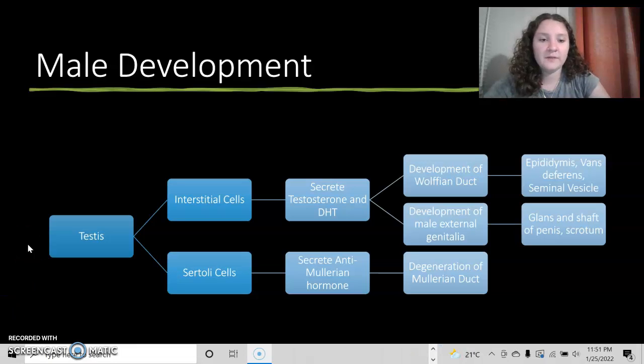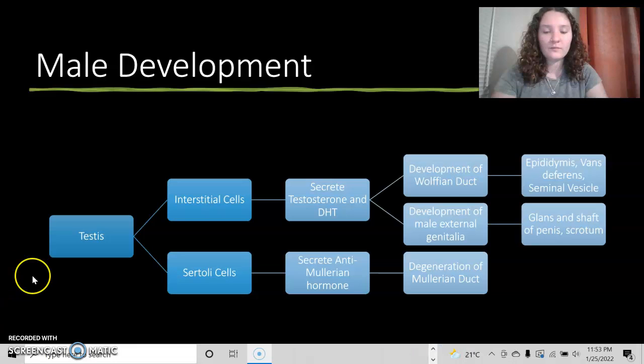Each of these hormones has specific functions that help with the development of the male reproductive system. Testosterone is important for the development of the Wolffian duct, as we mentioned in the previous slides. And this Wolffian duct will go on to create the epididymis, vas deferens, and seminal vesicle within the male reproductive system. DHT directs the development of the male external genitalia, so that will lead to the development of the glans and the shaft of the penis and the scrotum.